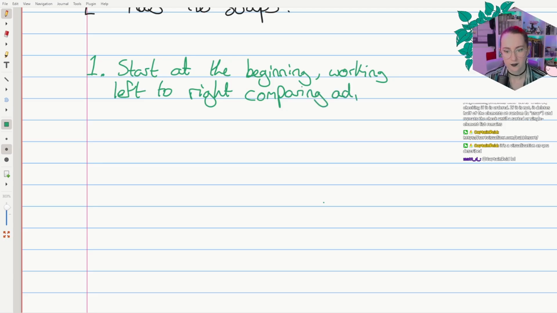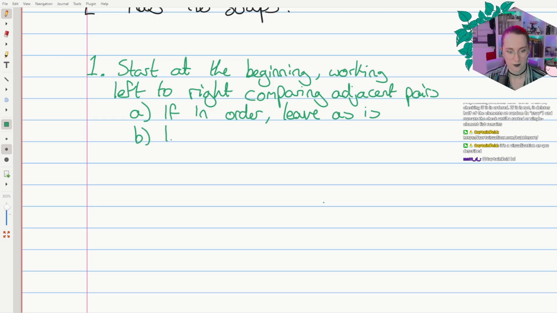Comparing adjacent pairs. This is where, if in order, leave as is. If not in order, swap.